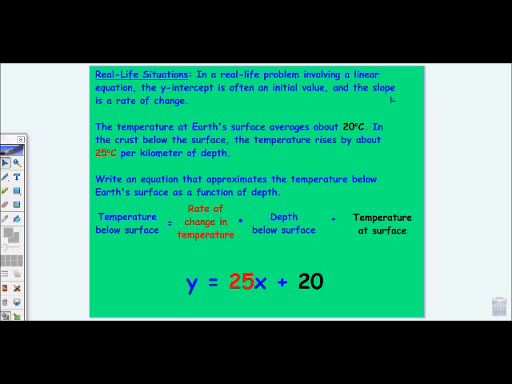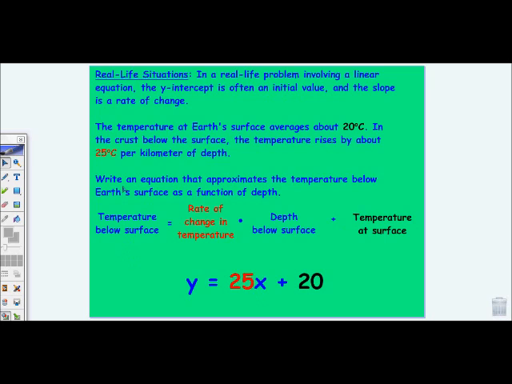So if I simply look at that for a constant term, I see my constant term is 20 degrees Celsius, which we said was going to be our y-intercept. I put it in the slope-intercept form as my constant term. And it says rises by about 25 degrees Celsius per kilometer. So when I see the word per, I know that's a rate. And as I mentioned above, the rate of change is usually your slope. So I put that in as my coefficient to x.